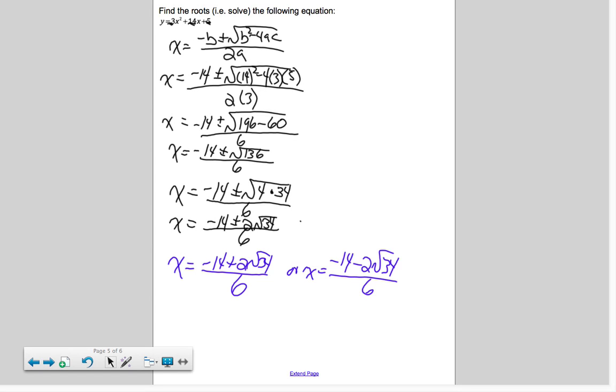It depends what the question asks you. If it asks for an exact answer, then you just leave it like that. If the question says something about nearest decimal places, then you need to take the square root.